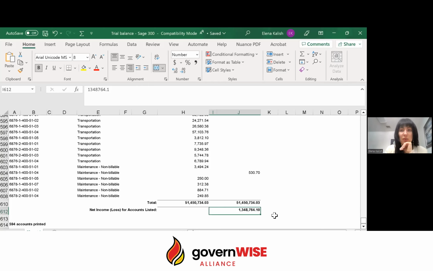If you're on Sage 50 or QuickBooks and your system doesn't show you the bottom line on a trial balance, just go to your income statement for last year to check what your bottom line is. So in this case, this was one of the iterations of trial balances I got from this Child and Family Services. You can see here my net income is 1.348 million.